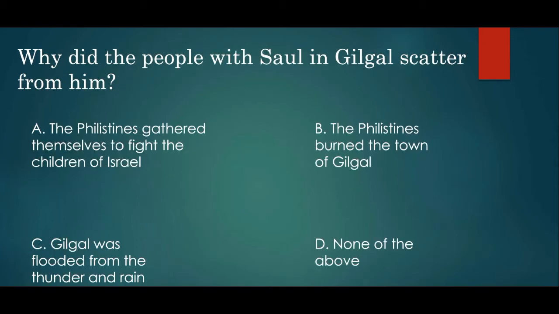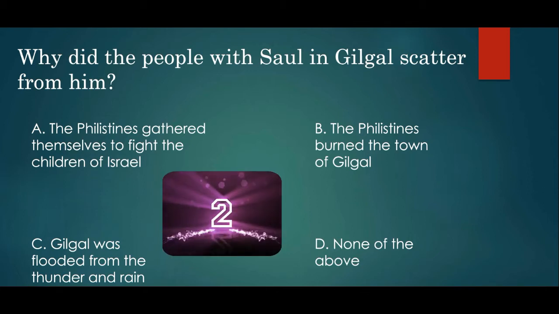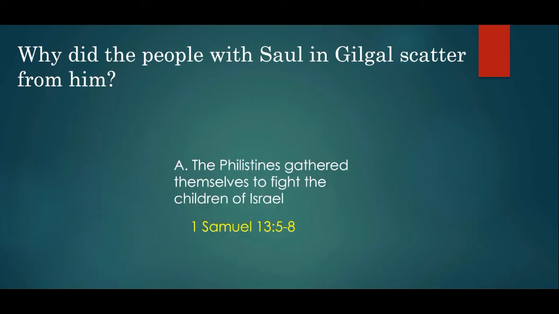Why did the people with Saul in Gilgal scatter from him? A. The Philistines gathered themselves to fight the children of Israel. B. The Philistines burnt the town of Gilgal. C. Gilgal was flooded from the thunder and rain. D. None of the above. The correct answer is A. The Philistines gathered themselves to fight the children of Israel.